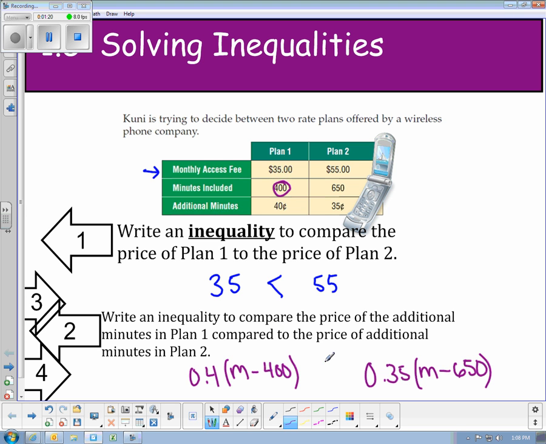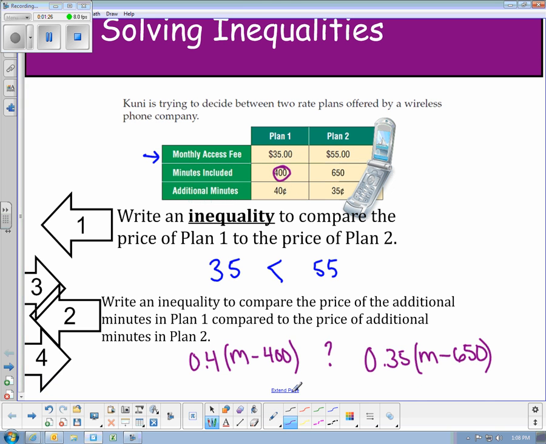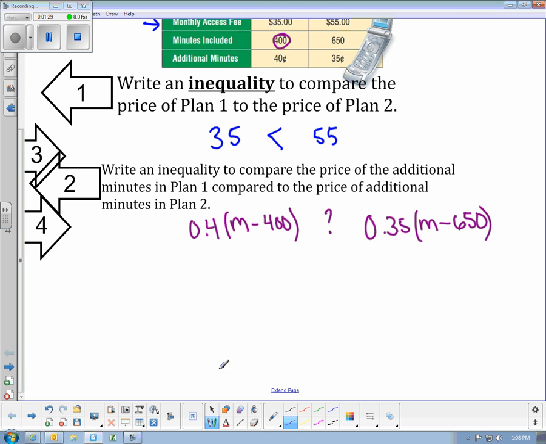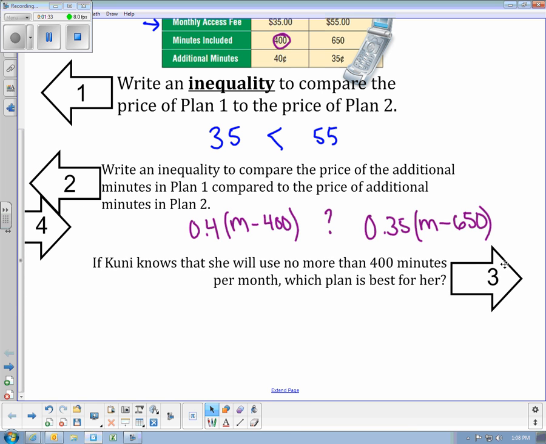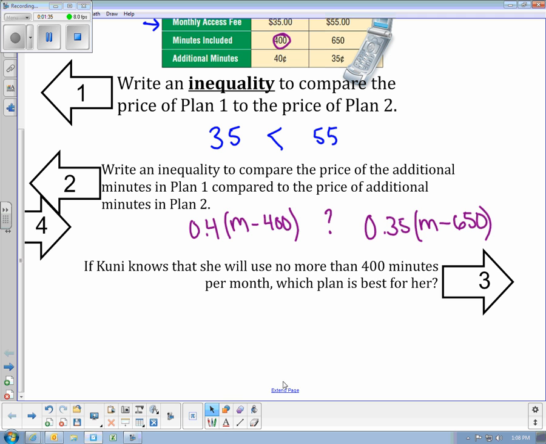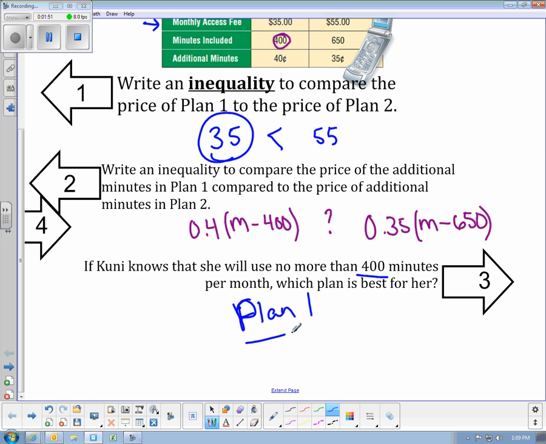We don't know which inequality symbol to pick because it depends on what number of minutes we talk on the phone. Question number 3 says if Cooney knows that she will use no more than 400 minutes per month, which plan is best for her? Well, that's an easy one. If she's only going to use 400 minutes per month, plan 1 includes 400 minutes and it's only $35. So plan 1 is an easy one.